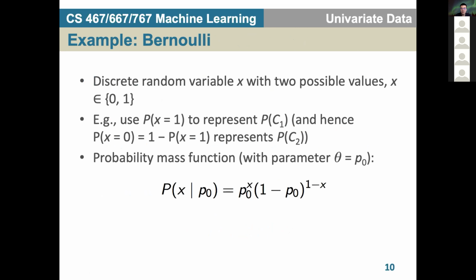So how do we derive this? Let's take a look. Basically, this is A and this is B. If you take the log of this product, it is equal to log A plus log B. So this is equal to log P0 to the power x, plus log (1 minus P0) to the power 1 minus x.